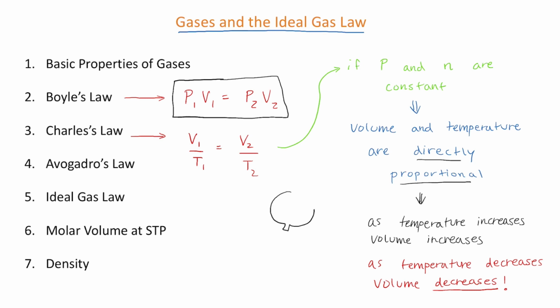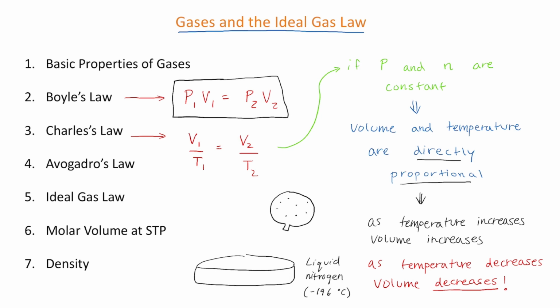And a classic example of this is when you take a balloon and you fill it with a gas. Then you take that balloon and you put it in some liquid nitrogen. And liquid nitrogen is really cold. It can get to negative 196 degrees Celsius. So what do you think happens to the balloon when you put the balloon in liquid nitrogen? Well, it shrivels up. So it decreases in volume because the temperature decreased. So what you need to remember for Charles' law is that volume and temperature are directly proportional.